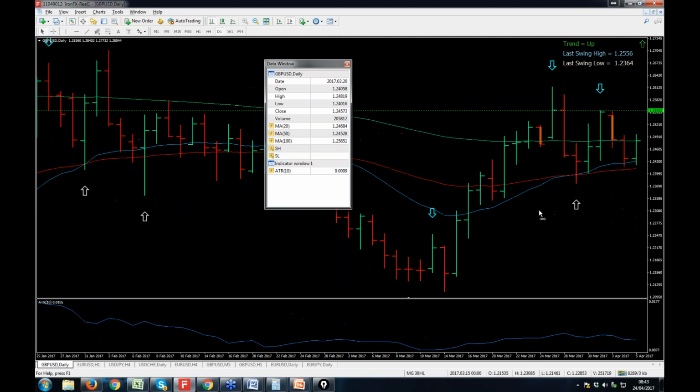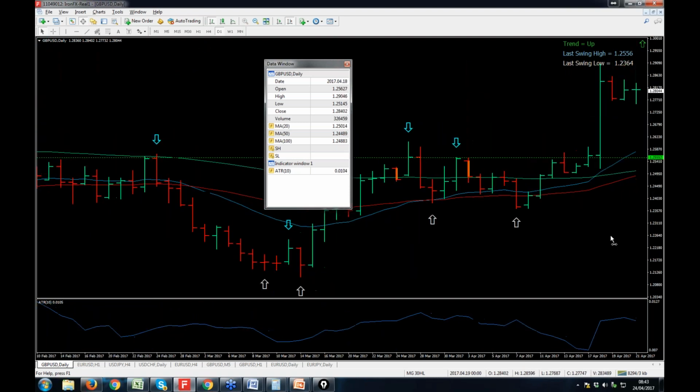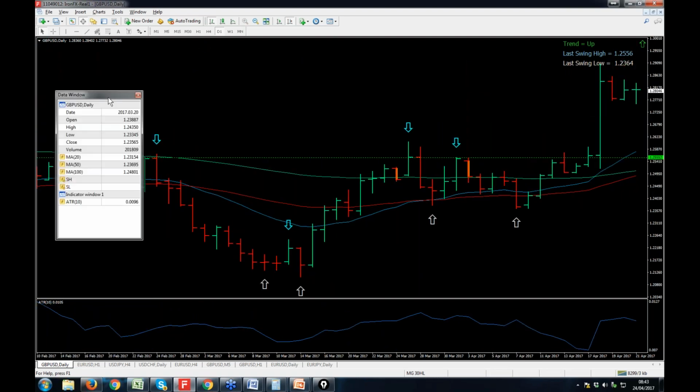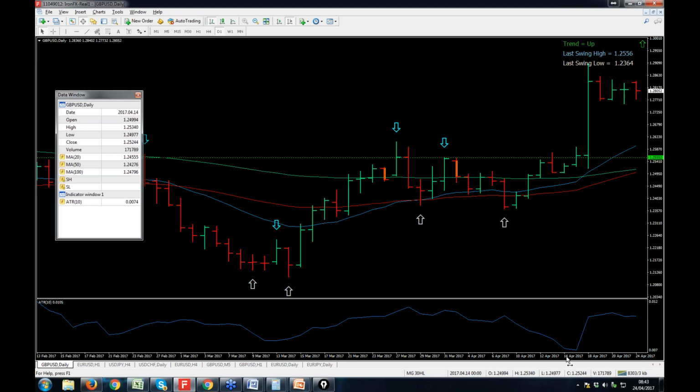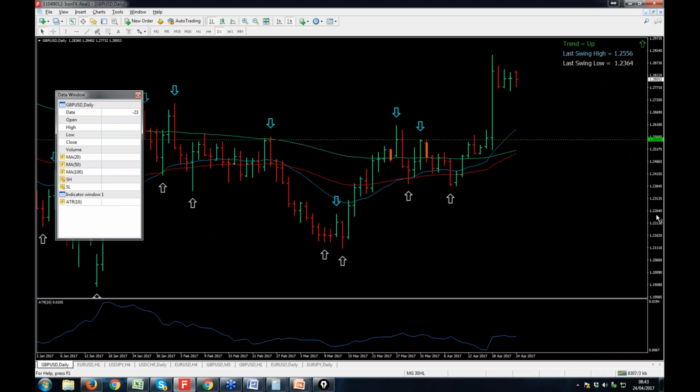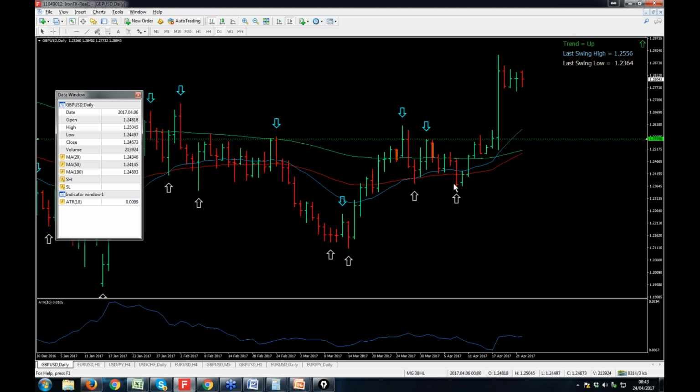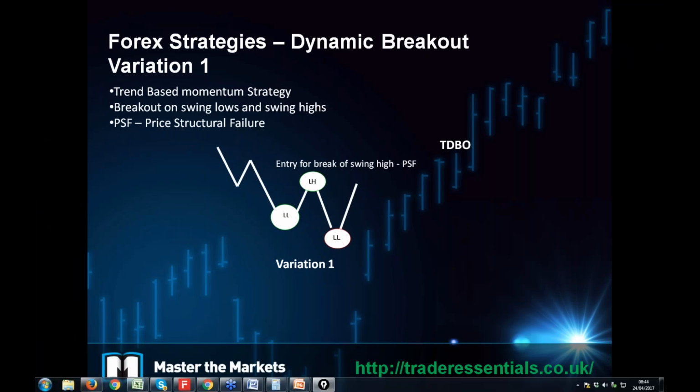And you can see the arrows on the screen, by the way, denote the Master of the Market's smart money indicator. This is an essential part of not only the dynamic breakout trading strategy and concept, but also the 80% RB relies heavily on the smart money indicator. The lift-off strategy relies heavily on the smart money indicator. And these strategies are all essential for us to be able to gauge and understand momentum.